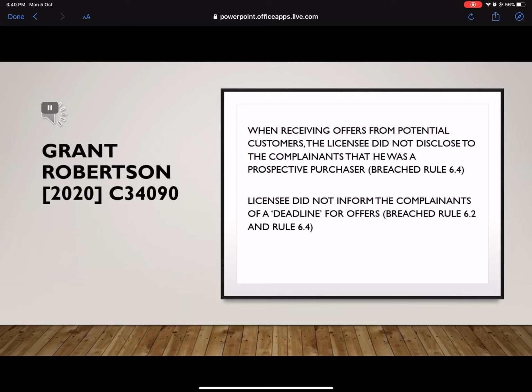The licensee was supposed to inform the complainants of a deadline for offers. By not disclosing to the complainants this deadline, the licensee breached Rule 6.2 and Rule 6.4.